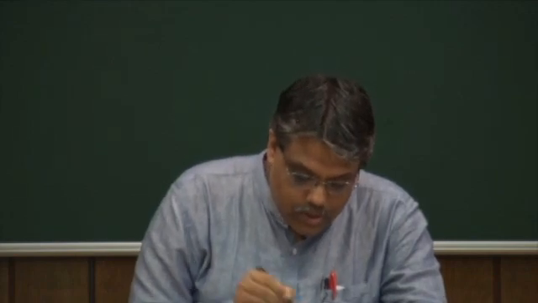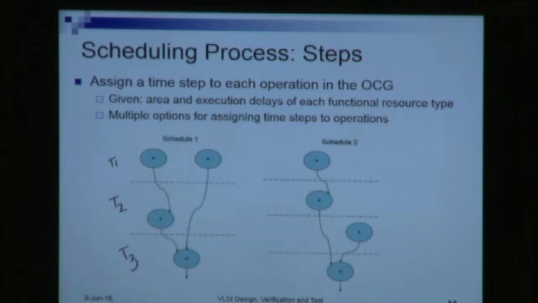And given this, we can have multiple options for scheduling. For example, for the previous operation constraint graph, this example shows two alternative schedules. In schedule 1, we see that this has been done in 3 steps. Schedule 1 takes 3 time steps: T1, T2 and T3. And we see that schedule 2 takes 4 time steps.